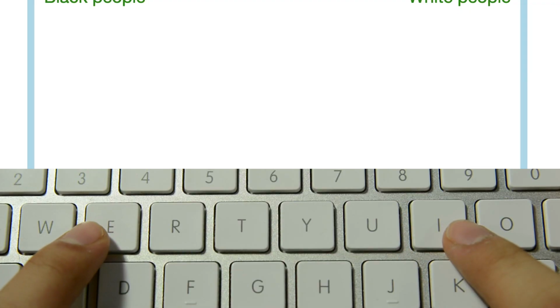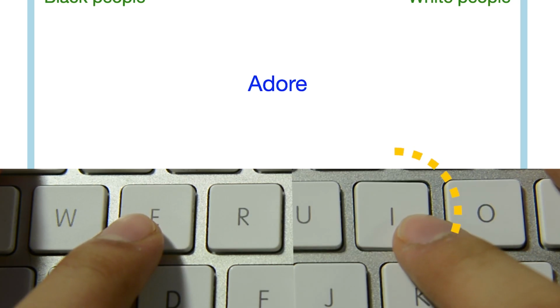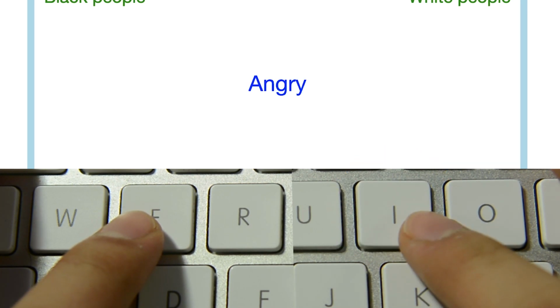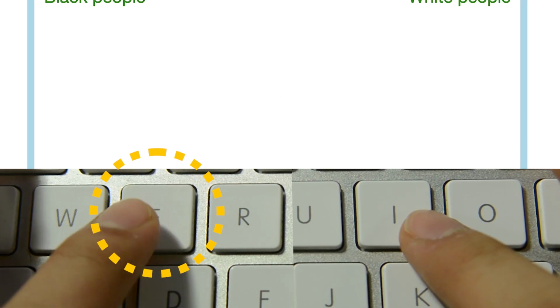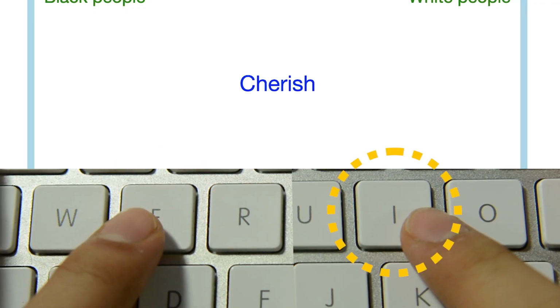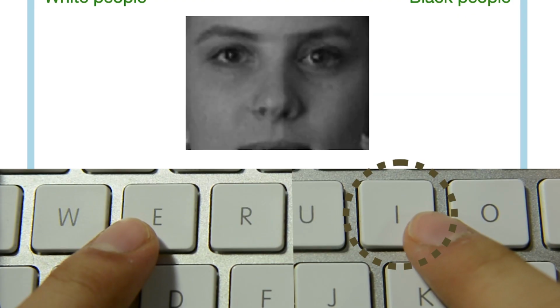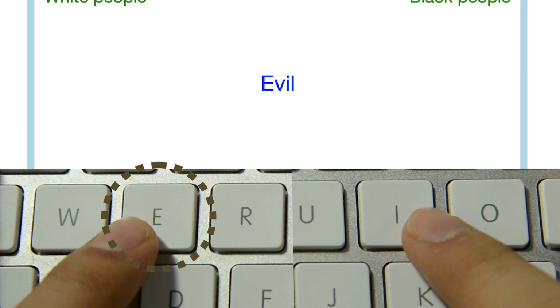Here's how it works. The test asks you to rapidly group a series of images and words. For instance, in one section of the race IAT, you press a certain key whenever you see a white face or a positive word. You press another key if it's a black face or a negative word. And you have to react as fast as you can. In another section, the associations are reversed. White faces go with negative words, while black faces are grouped with positive words.